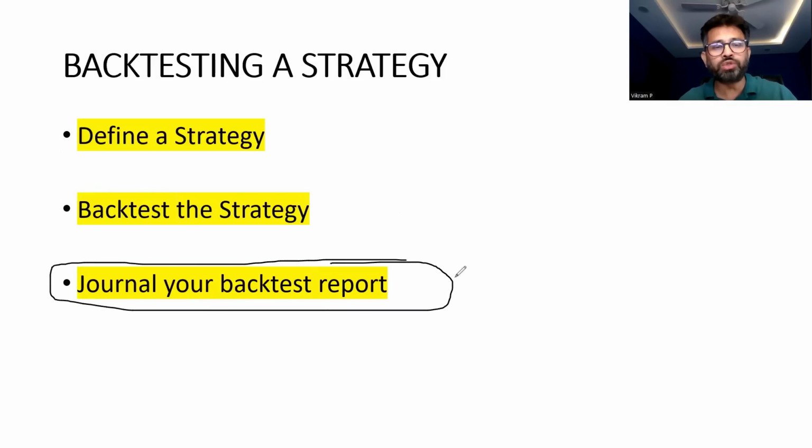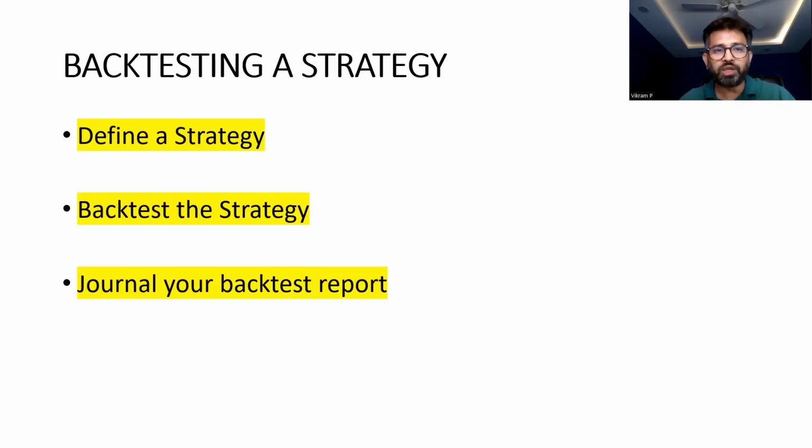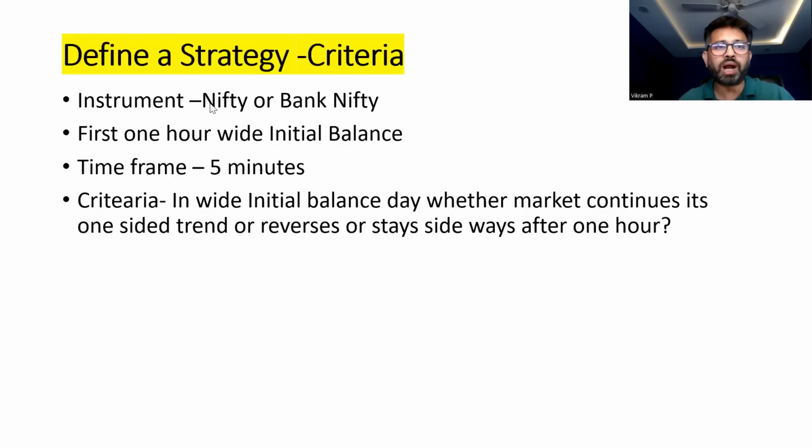Then most important is you have to journal your backtest report. Whatever you have backtested, you have to journal it in an Excel file. Why is it important? Because after 1 week, 1 month, 3 months, whenever you want to come back and see how that strategy is, whether high probability or low probability, you will have a journal where you can check everything. In the month of May, how many times it worked, June month, how many times it worked. Everything you can see if you journal it. So in today's video you will see how to define a strategy, how to backtest, and how to journal it. Now let us first see defining a strategy and criteria.